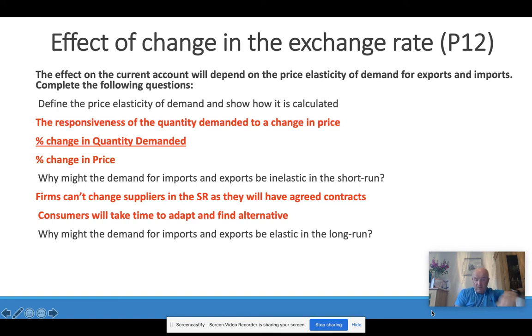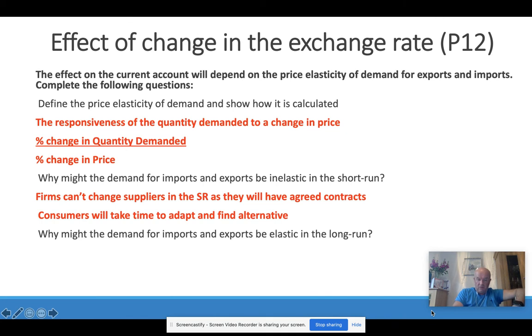Also, we've got to bear in mind that the consumers will take some time to adapt and find alternatives. So you're not necessarily going to find a substitution purchase happening straight away. But clearly, in the short term, that's going to be a fairly difficult thing to do.